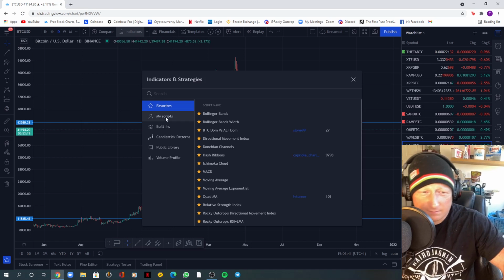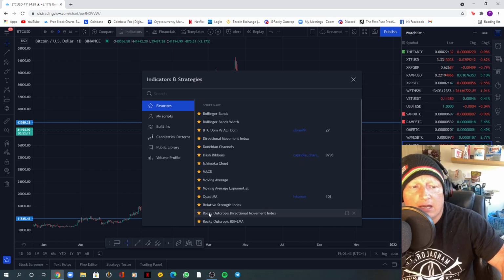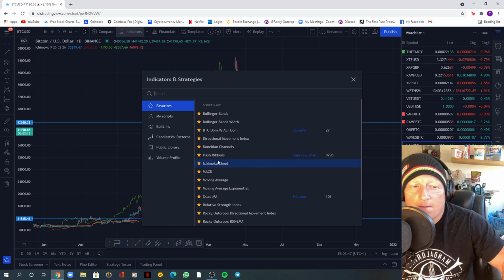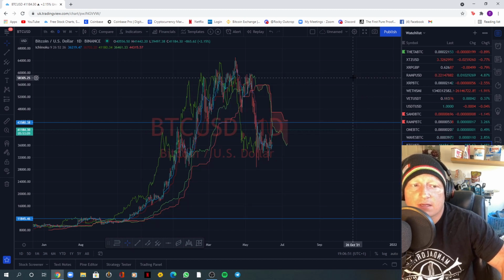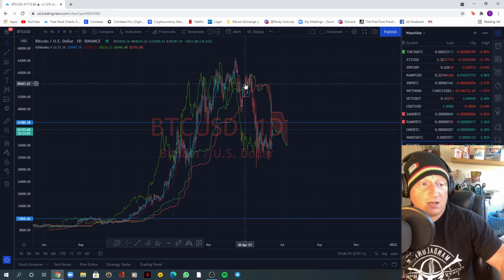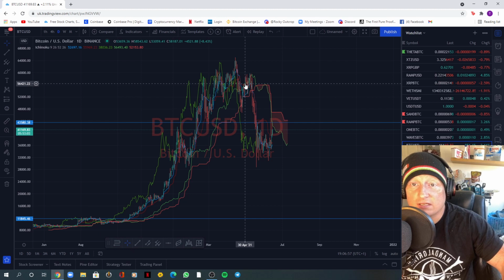Right, indicators. Ichimoku cloud. Very old, very successful. A lot of traders use it. But it can be daunting. I mean, look at it. You can't see the wood for the trees.